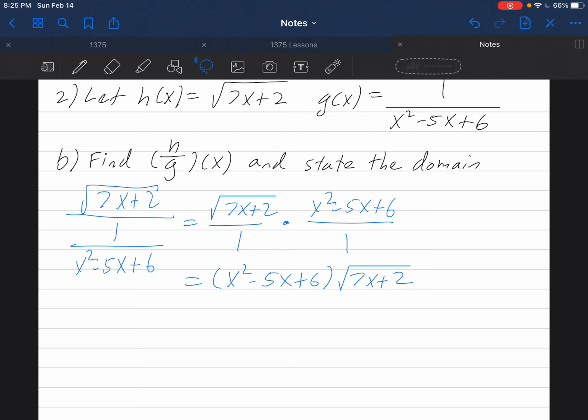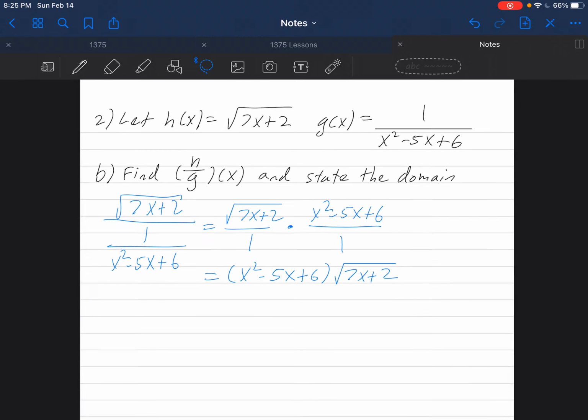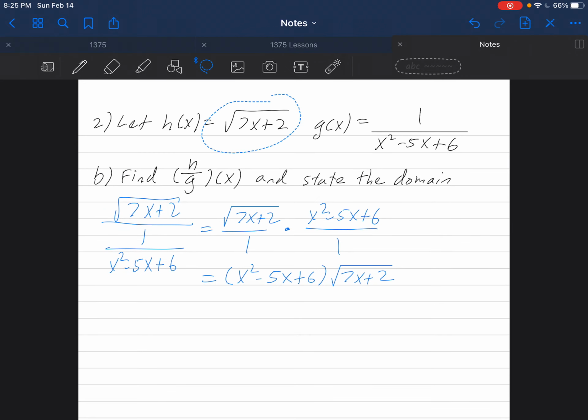So there's no denominators here, right? There is a radical, but remember, in order to find the domain of an operated function, something that is the result of an operation, you do have to take into account the original two functions that make up this new one, right? Because essentially here, since g of x is a rational function, it's going to have some restrictions. Essentially, x cannot equal 2 and x cannot equal 3.